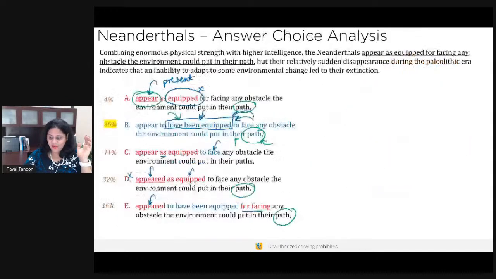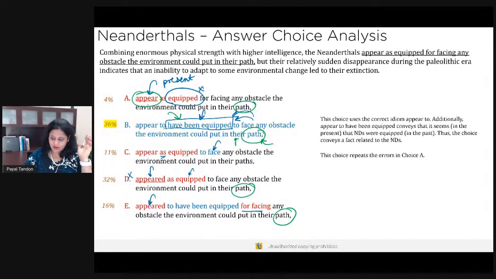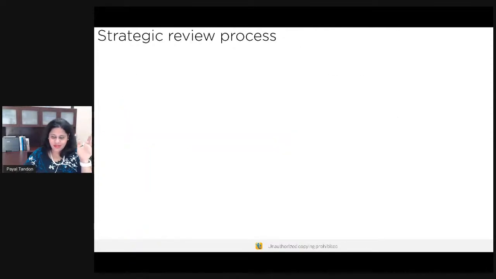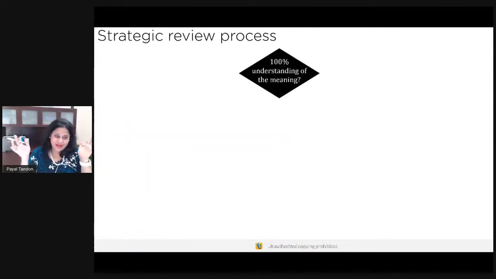Okay, and you have to be very, very critical over here. You need to be your worst critic here. Okay, or your best critic here. Right, so you need to have 100% understanding of the meaning. If you don't have that, then you need to do certain other kind of analysis.